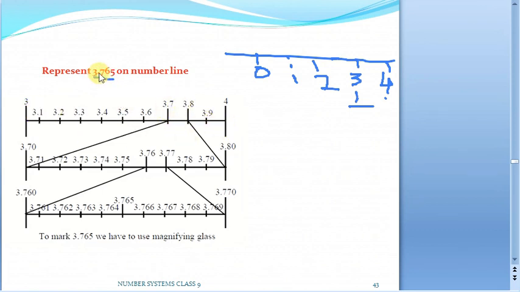Our number is 3.76. That means it has crossed 3.7, but it has not yet crossed 3.8. That's why our number will be in this region. So we will magnify it. When we magnify it, we take this as 3.7, this as 3.8. For convenience we can write it as 3.70 and 3.80. Here again we can divide it into 10 equally spaced lines like 3.71, 3.72 and all. So our number is 3.765.